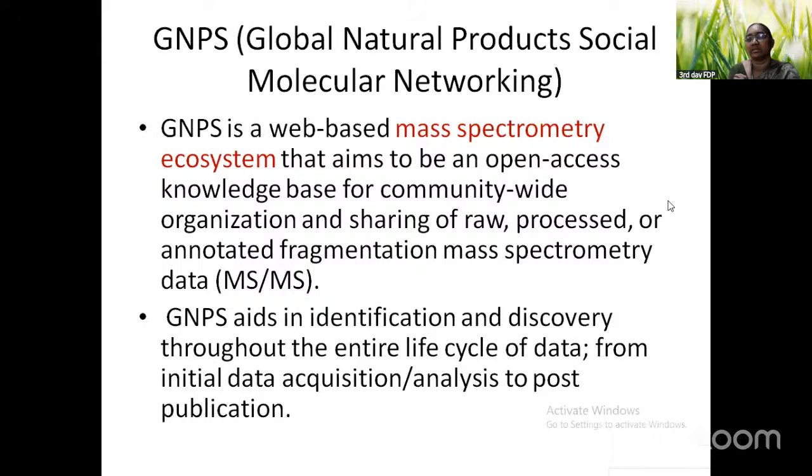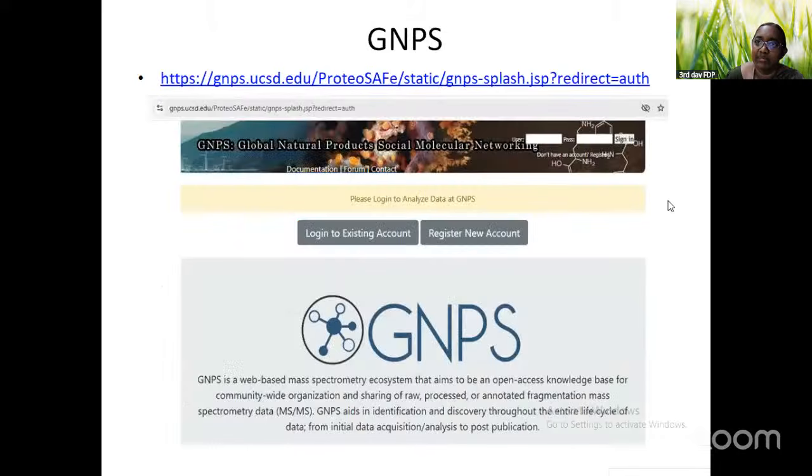So this is identifying and discovery throughout the entire life cycle of the data, from the initial data acquisition to the analysis to the publication of data. Each and every compound has a unique spectra, especially the mass spectra. So this has the details about the mass spectra of various constituents of the plant materials.